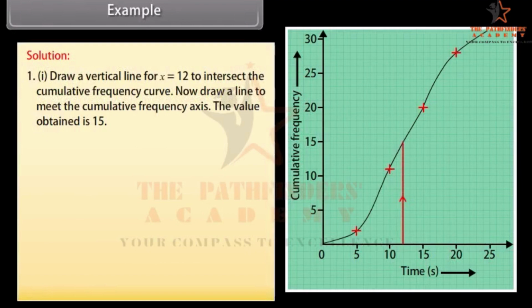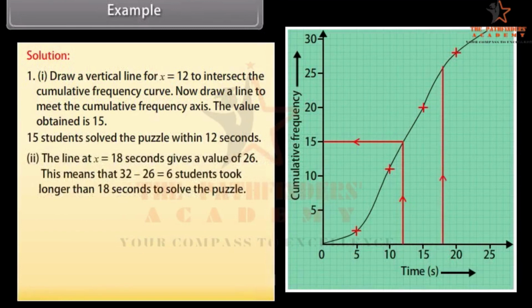Draw a vertical line for x as 12 to intersect the cumulative frequency curve. Now draw a line to meet the cumulative frequency axis. The value obtained is 15. 15 students solved the puzzle within 12 seconds. 2. The line at x as 18 seconds gives a value of 26. This means that 32 minus 26 equals 6 students took longer than 18 seconds to solve the puzzle.